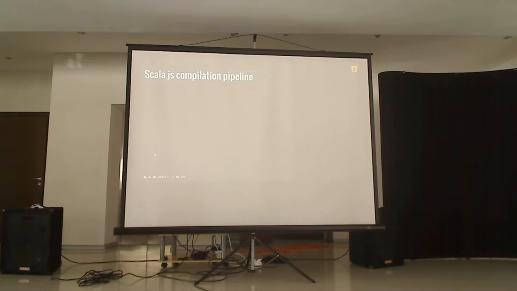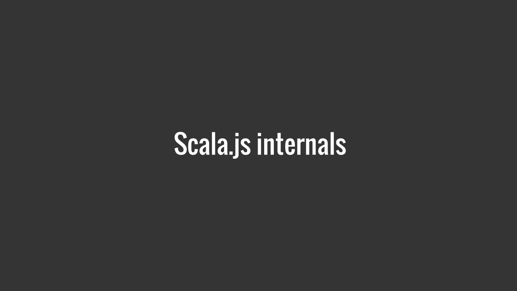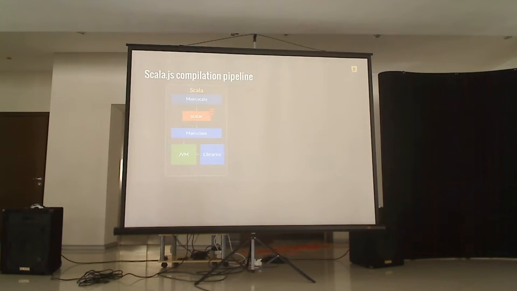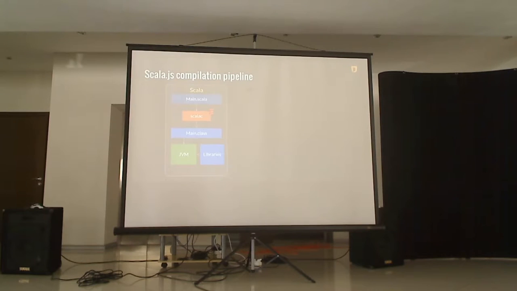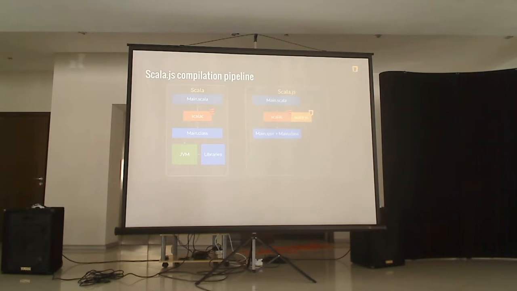So let's look at the internals of what happens inside the Scala.js compilation pipeline. This is the normal Scala compilation. You have source code, you run it through the compiler, and you get a class file, which is JVM bytecode. You pass it on at runtime to the JVM, and the JVM then pulls in all those other libraries from jars, and that's your application. In Scala.js, you start with the same source code. You run it through the same scalac compiler, but there is a Scala.js plugin that, instead of just generating the class file, also generates a Scala.js intermediate representation file, which will then be converted to JavaScript later on.